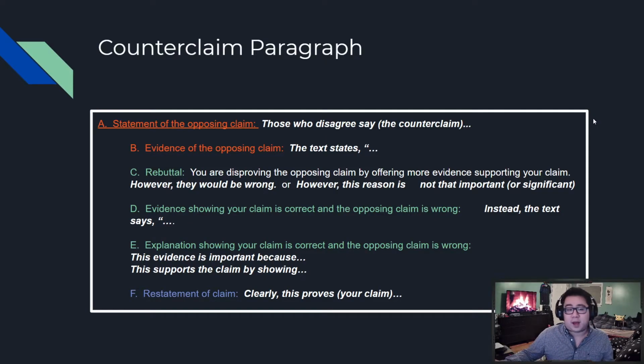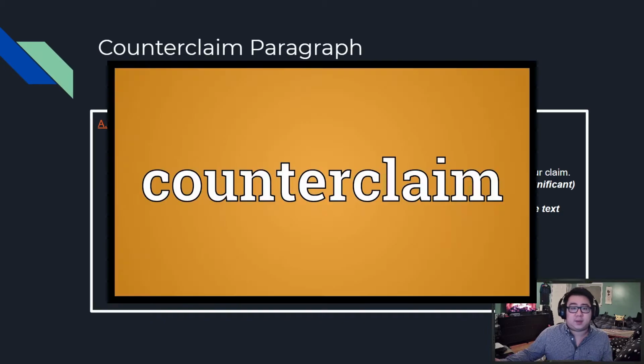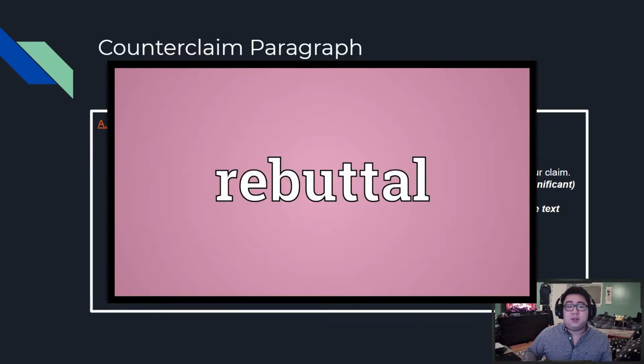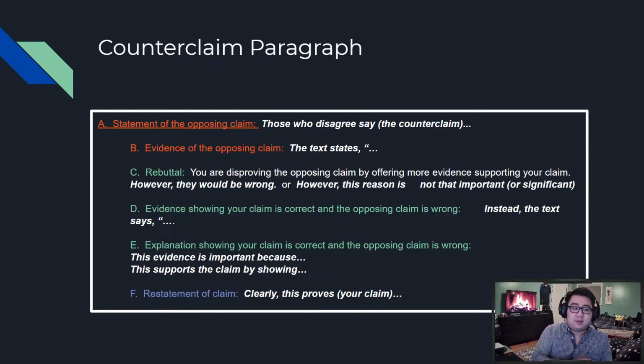The counterclaim paragraph starts with a statement of the opposing claim. You can also call it a counterclaim. Once we have that, we are going to introduce evidence supporting the other side. Like I said, it's going to be a little weird at first because you're supporting the other side of your argument, but then we introduce the rebuttal. The rebuttal is where we say, hey, that is actually wrong, okay?